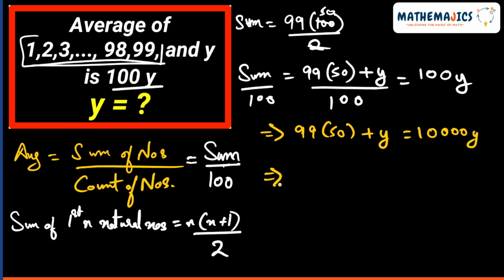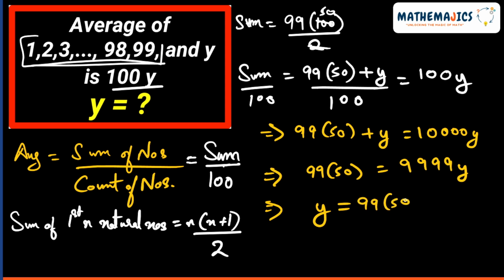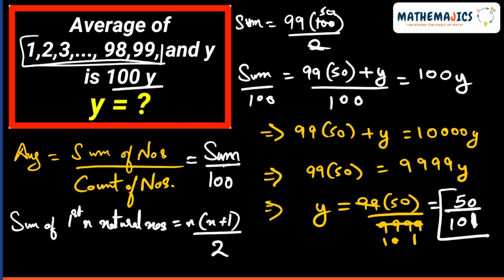If we solve this further, we will get 99 times 50 is equals to 9,999 y. Correct? Now we can send 9,999 on the other side and we will get 99 times 50 upon 9,999. We can solve this further. We can cancel these two numbers. We will get 101. Correct? So that means the final answer, the value of y will be 50 upon 101. This will be our final answer.